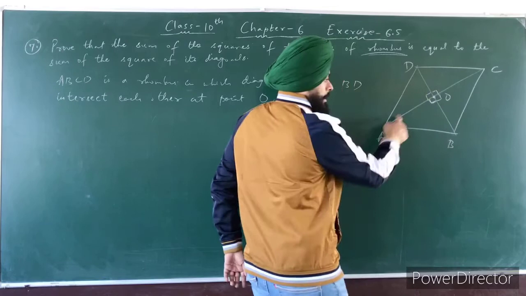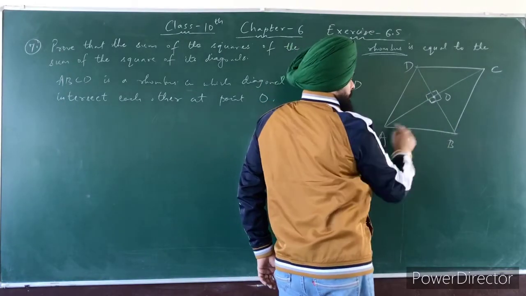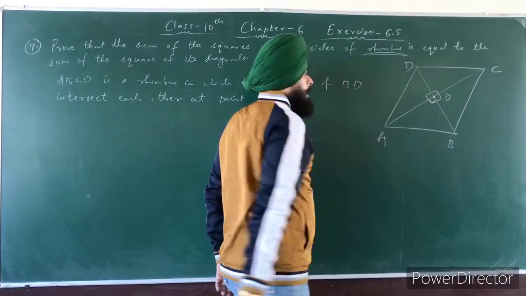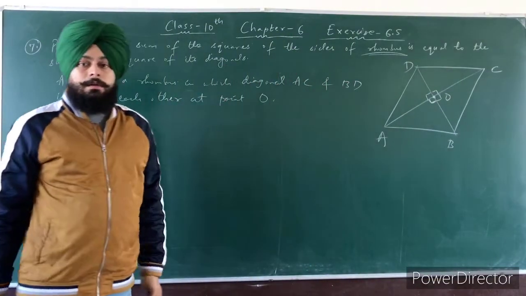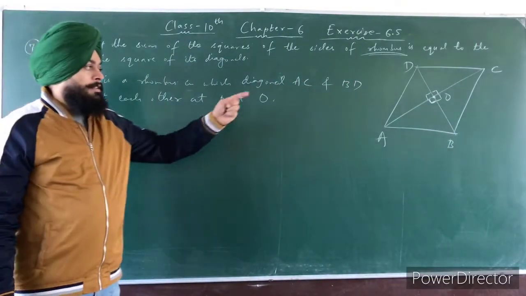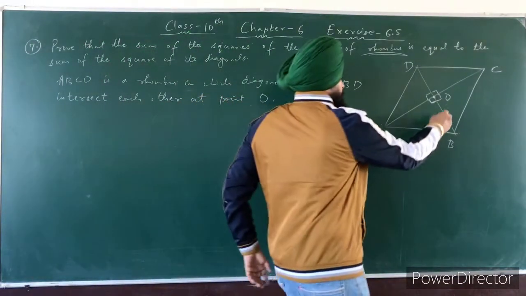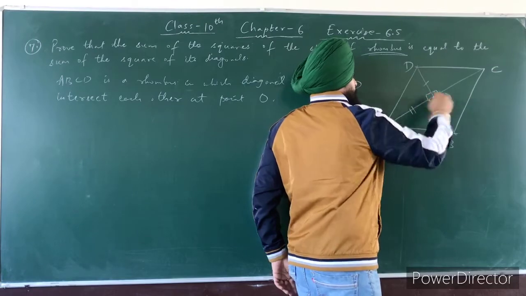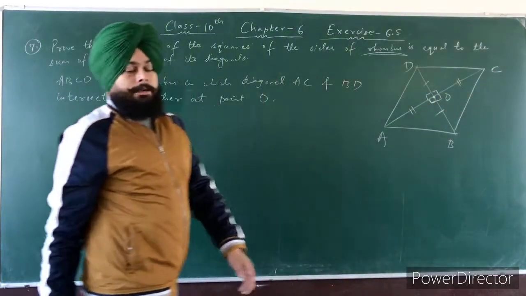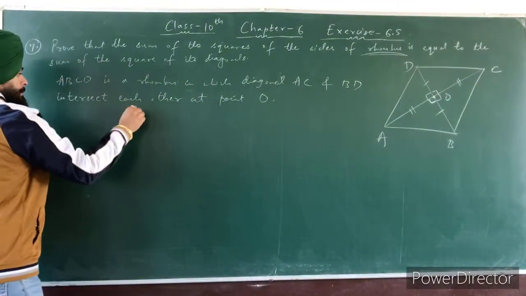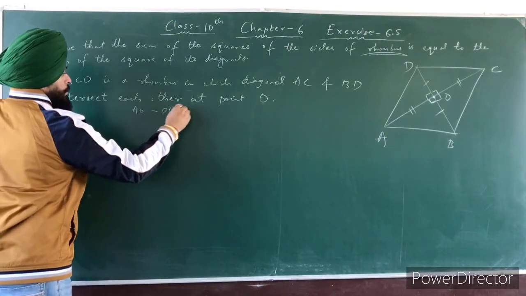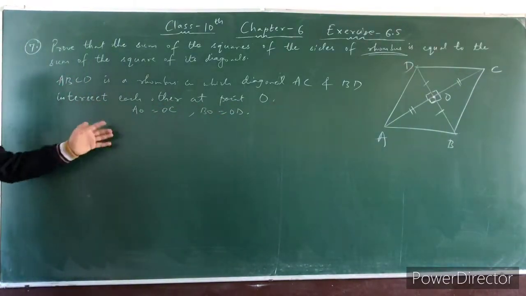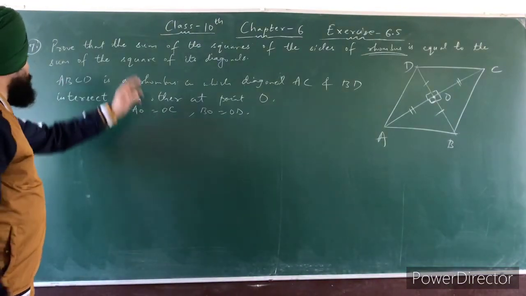Alright. Angle AOB, angle BOC, angle COD, and angle DOA, all are right angles. And the diagonals bisect each other. So bisect means what? This BO is equal to OD and this AO is equal to OC. It is also given. Now we have to prove that what?